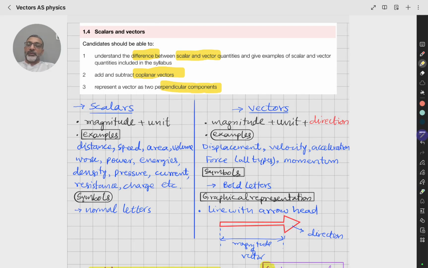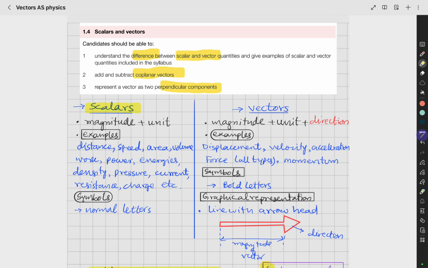Hello everyone. Today we're going to discuss a very important topic from the 9702 AS syllabus, that is vectors and scalars. In today's video lecture we will study the basic concepts of vectors and scalars, and then how to add the vectors and how to split a vector into its two components, known as the perpendicular components. So let's start with the basic introduction of vectors and scalars.